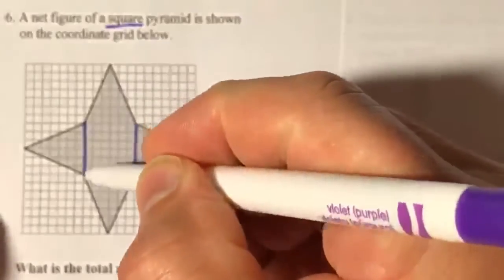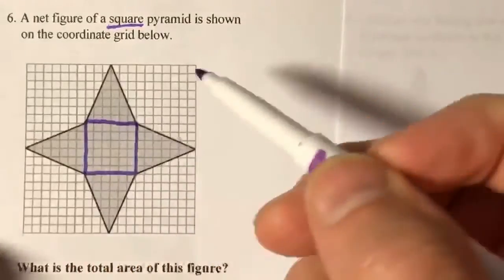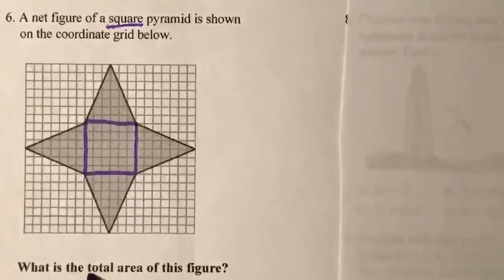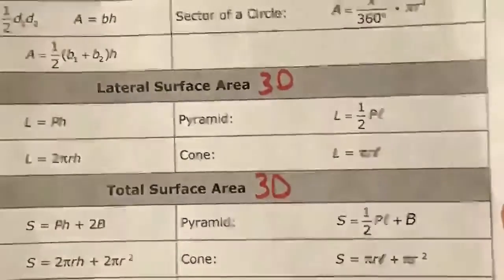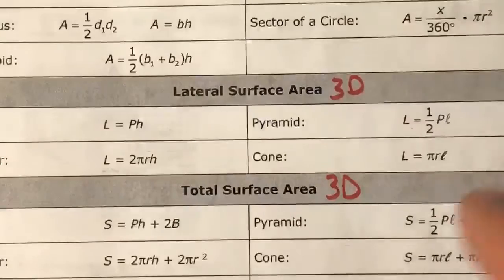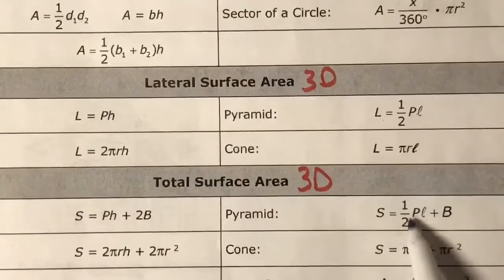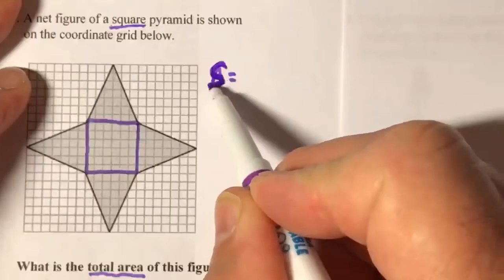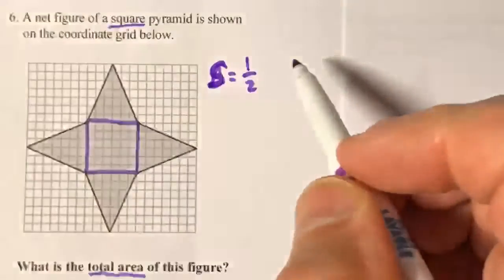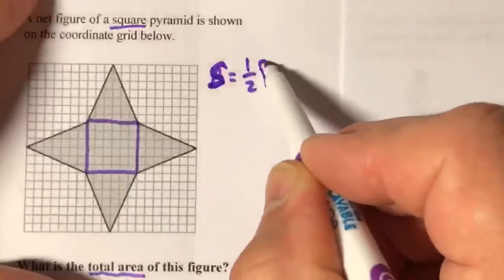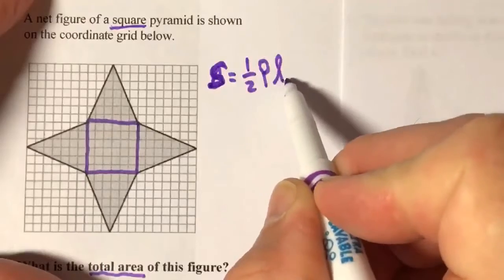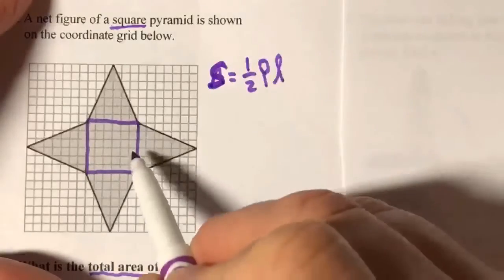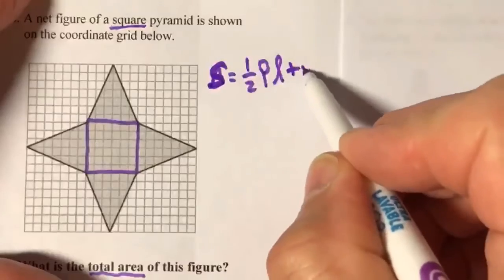Okay. Now, to find the total area of this figure, go to the formula chart, and total surface area of a pyramid is 1/2 PL plus B. S is 1/2 P, perimeter. L, slant height, or the length of the height of the triangle, plus capital B.